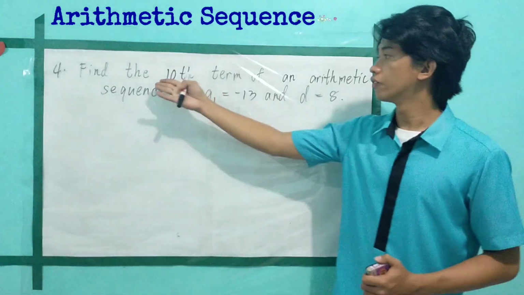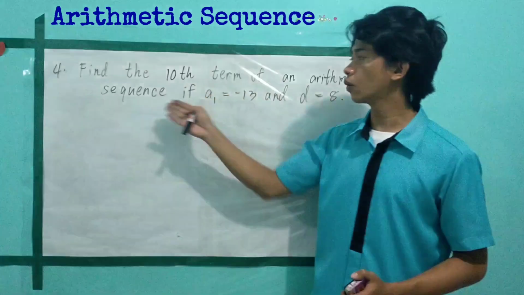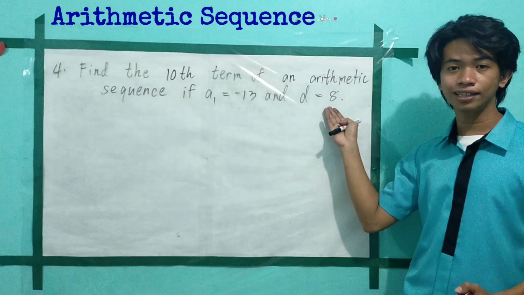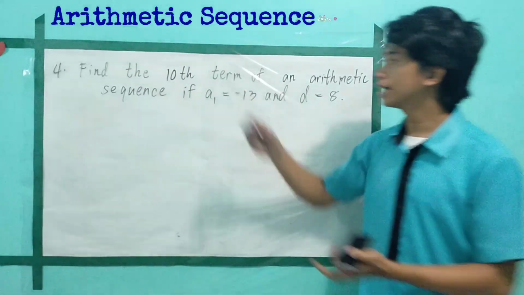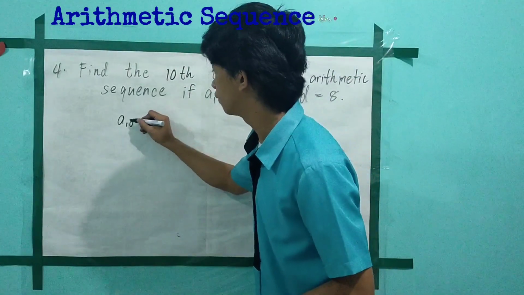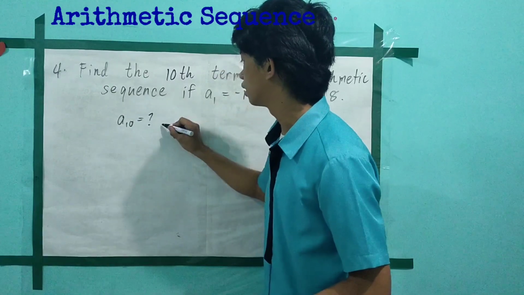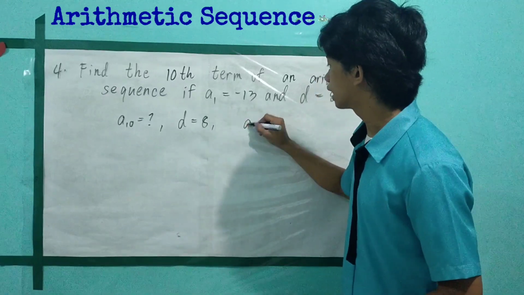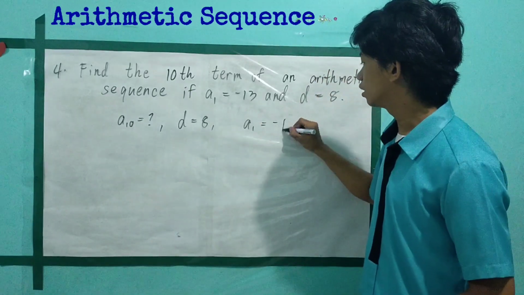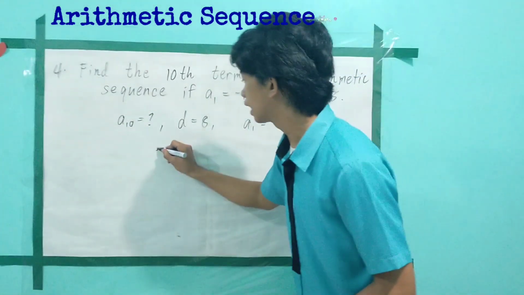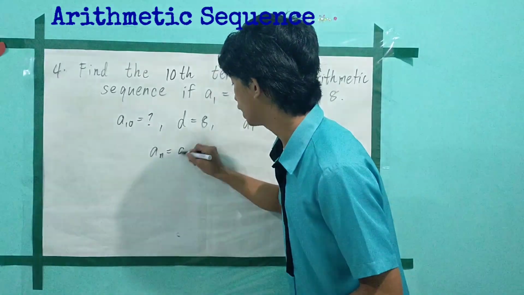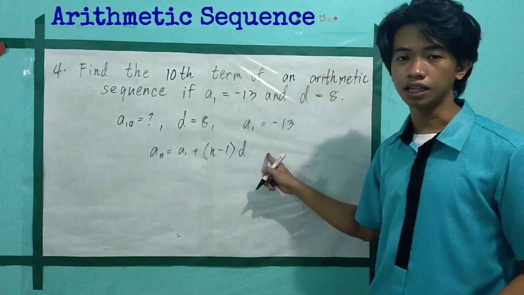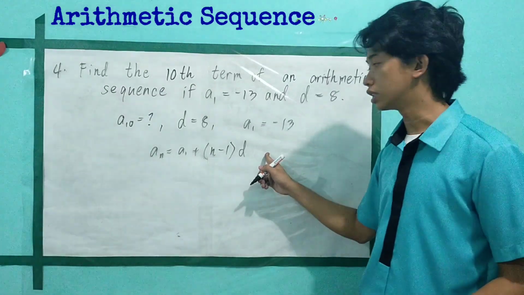Problem number 4. Find the 10th term of an arithmetic sequence if a sub 1 is equal to negative 13 and the common difference is equal to 8. So, ang hanapin natin ay yung a sub 10. Then, ang ating common difference is equal to 8. Then, ang ating a sub 1 is equal to negative 13. Okay, gamitin natin yung formula na a sub n is equal to a sub 1 plus n less 1 multiplied to the common difference. Formula ng arithmetic sequence.